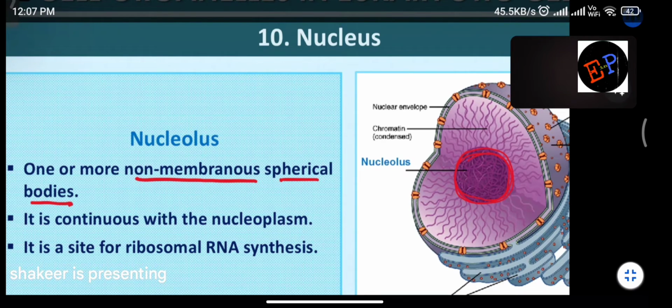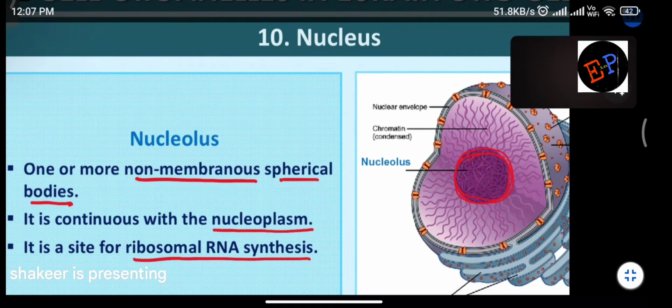So again it continues with the nucleoplasm. What is meant by nucleoplasm? The semi-fluid type of liquid present inside the nucleus is called as nucleoplasm. And inside this nucleoplasm you can find this nucleolus. Understood, right? So it is a site for what? It is a site for ribosomal RNA synthesis.